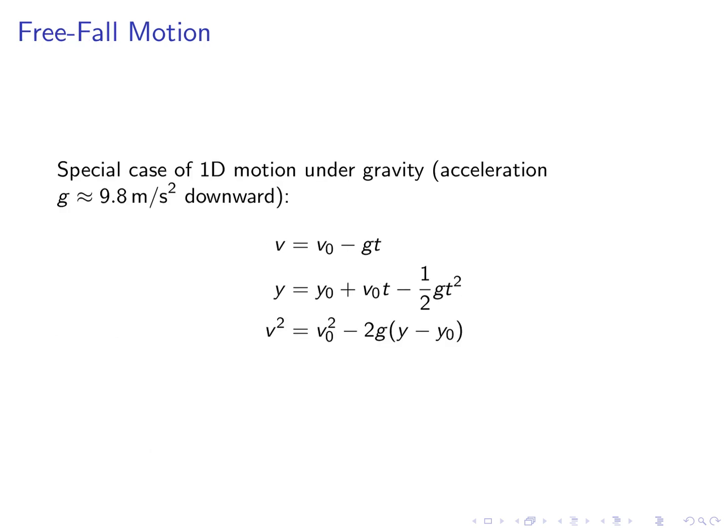A special case of one-dimensional motion is free-fall motion, where acceleration is due to gravity, approximately 9.8 meters per second squared downward. The equations for free-fall motion are: v equals v0 minus gt, y equals y0 plus v0 t minus 1/2 gt squared, and v squared equals v0 squared minus 2g times (y minus y0).